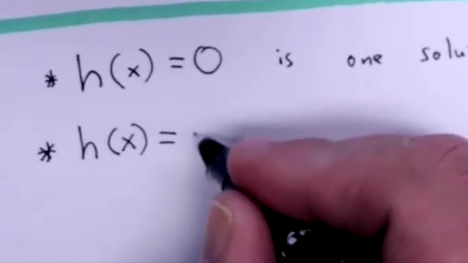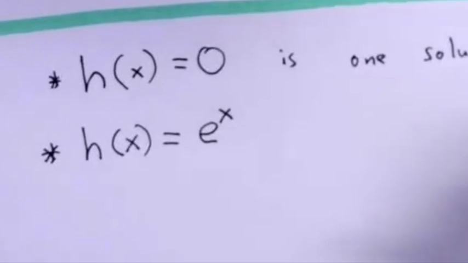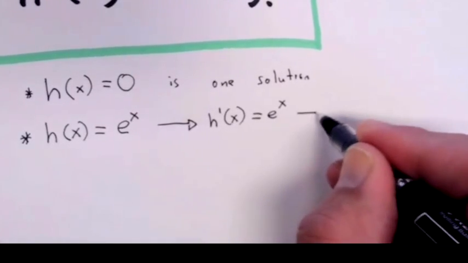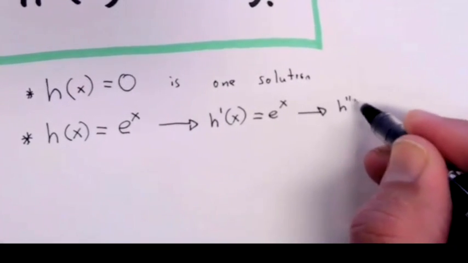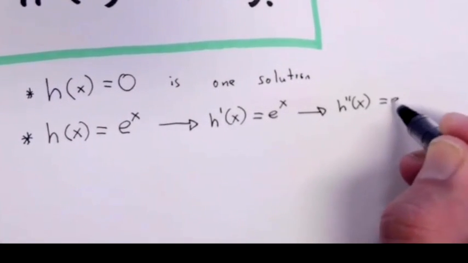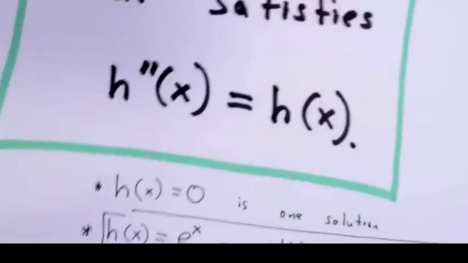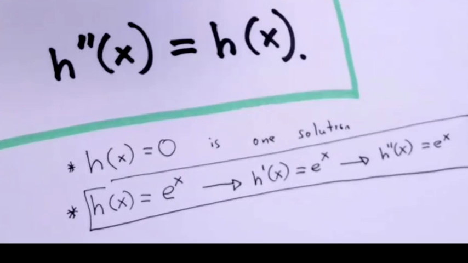The other one that works is h of x equals e to the x, because the derivative of e to the x is e to the x. So when you take the second derivative, you would get e to the x again. We're going to be able to solve these for the most basic cases, but you can spend your entire life.